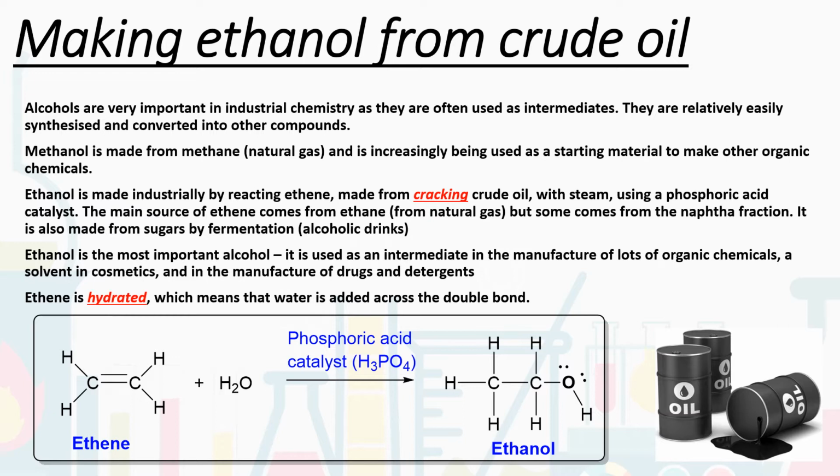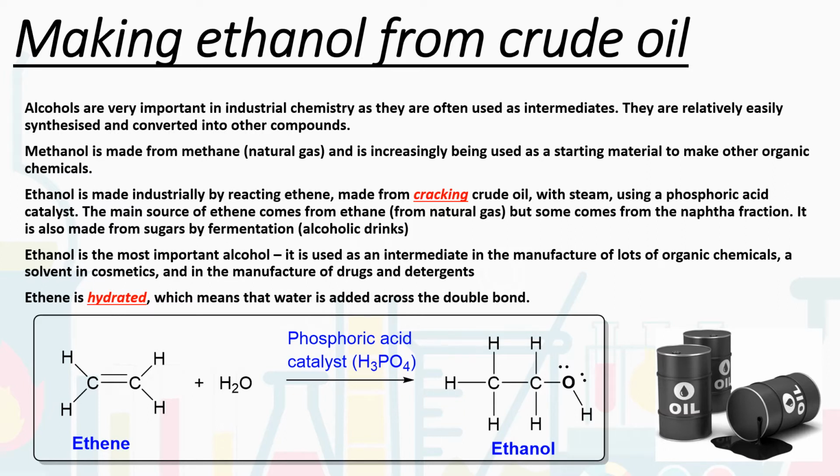Ethanol, industrially, is made by reacting ethene, the alkene, which we get from cracking crude oil, with steam. Now, we take the steam and the alkene and we use a phosphoric acid catalyst, H3PO4. Essentially, it's just an acid catalyst. Now, the main source of ethene comes from ethane, from natural gas, but some of it also comes from the naphtha fraction. It's also made from sugars by fermentation as well, which is how we get it in alcoholic drinks.